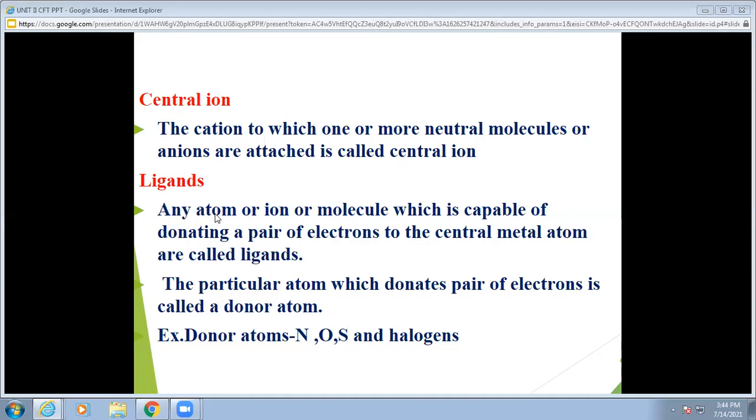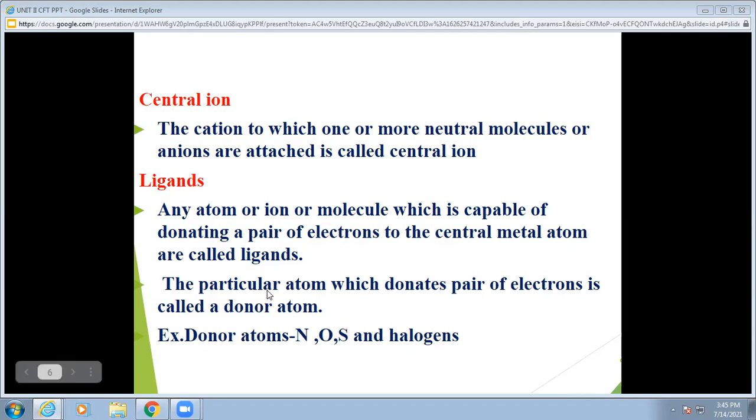What about a ligand? Any atom, ion, or molecule which is capable of donating a pair of electrons to the central metal atom is called a ligand. The particular atom which donates the pair of electrons is called the donor atom. Examples of donor atoms are nitrogen, oxygen, sulfur, and halogens.